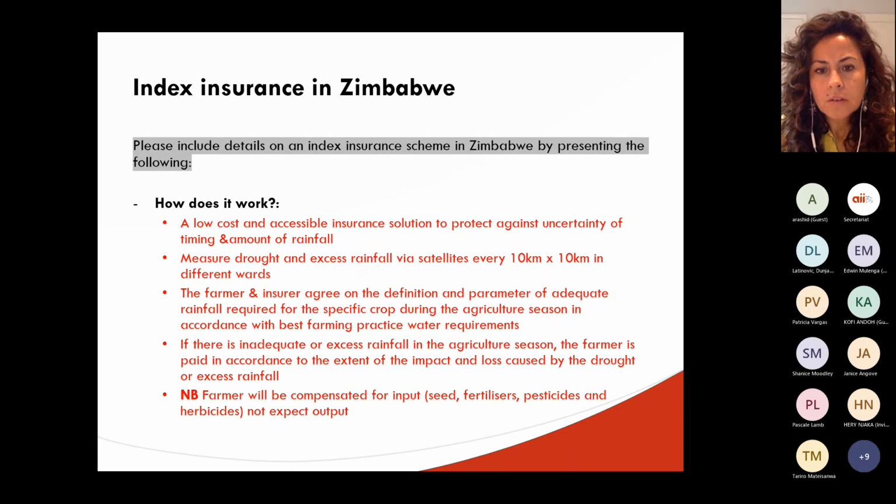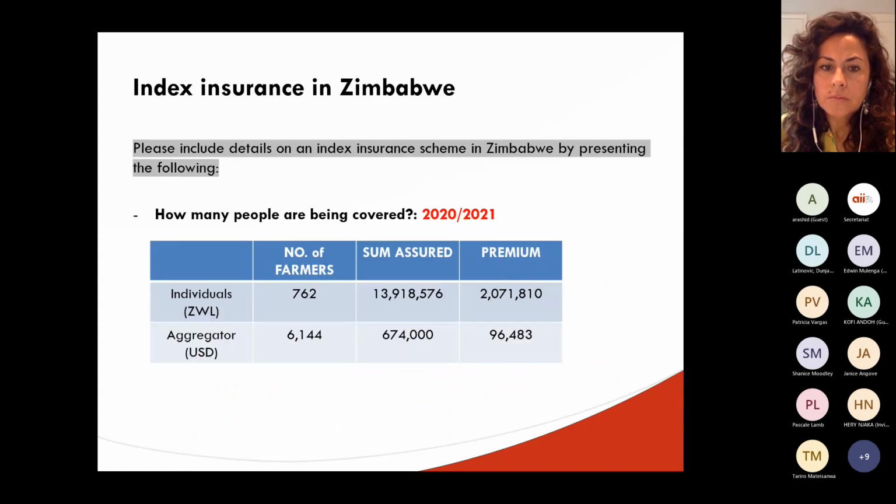So the product will then define that if you receive rainfall within this range, you get a compensation of a certain percentage of your cost of input. And then it goes to the mid period, and then the late period, where you expect to harvest. So that is, at a very high level, how the product works.